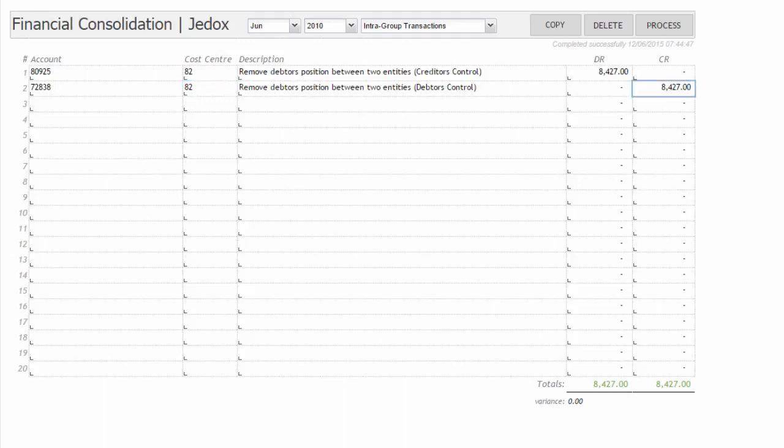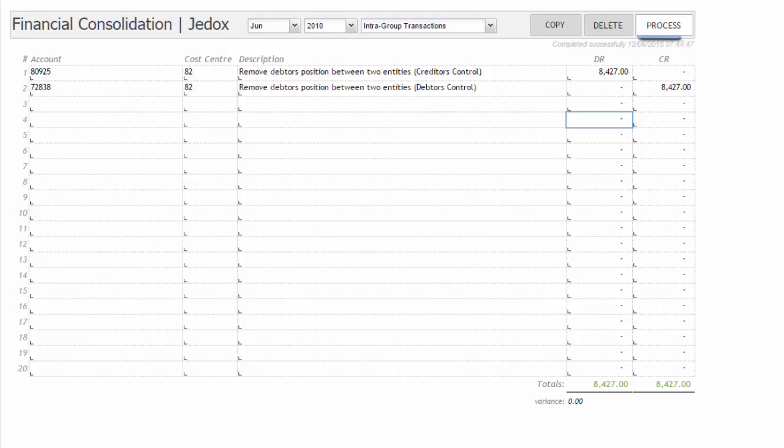We can see here that our totals are in green, which means it balances. If I had an unbalanced transaction, I would see a variance down the bottom and my numbers would turn red. Always important that we have balanced transactions. Once I'm happy with my transactions that I'd like to eliminate, I can then process this journal into my balance sheet, into my elimination entity.